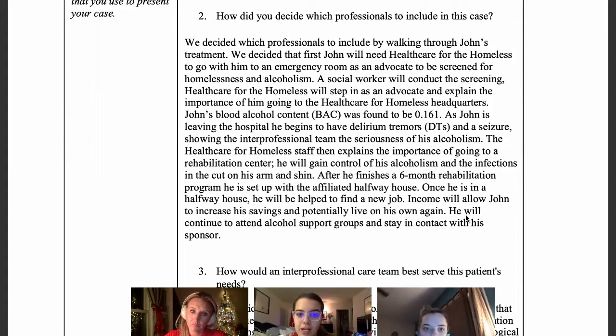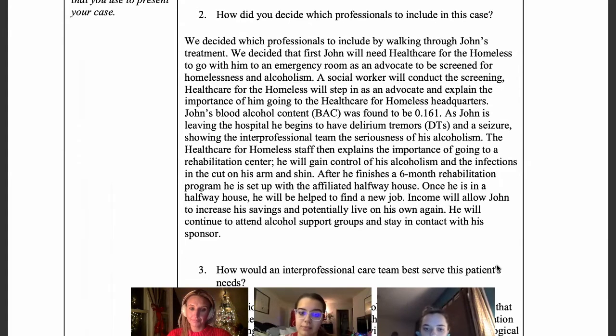As John is leaving the hospital, he begins to have delirium tremens, or DTs, and a seizure. This shows the interprofessional team the seriousness of his alcoholism. The healthcare for the homeless staff then explains the importance of going to a rehabilitation center. He will gain control of his alcoholism and the infections in the cut on his arm and shin. After he finishes a 6-month rehab program, he is set up with the affiliated halfway house. Once he is in this halfway house, he will be helped to find a new job. Income will allow John to increase his savings and potentially live on his own again. He will continue to attend alcohol support groups and stay in contact with his sponsor.